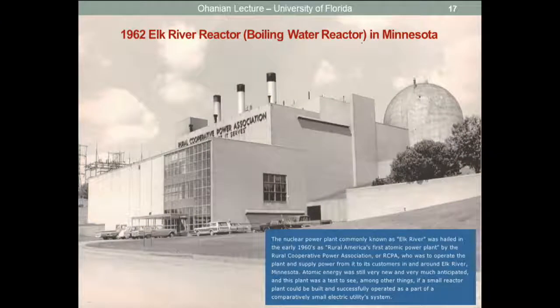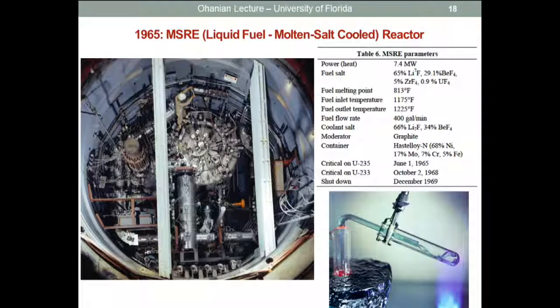I like this example. It's a very obscure reactor. In 1962, the Elk River Reactor was built in Minnesota, my home state actually. And it turns out there was already a power plant there, and they built this nuclear plant basically as a preheater for an oil plant. It was only 20 megawatts electric, and it was built. But the reason I like this example is it was a different reactor type. It was a boiling water reactor.